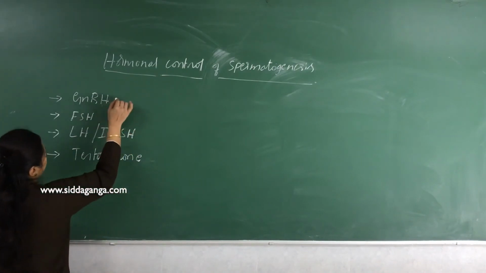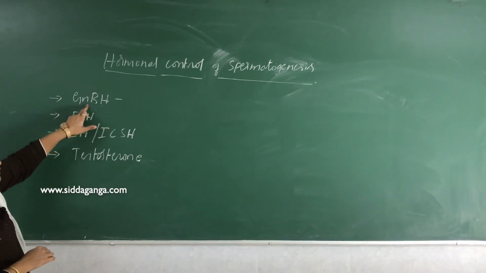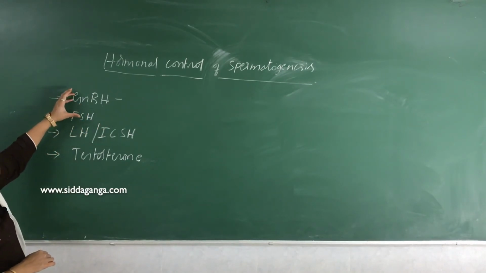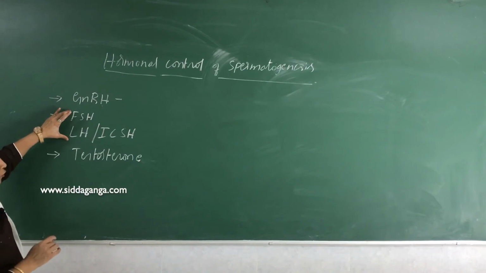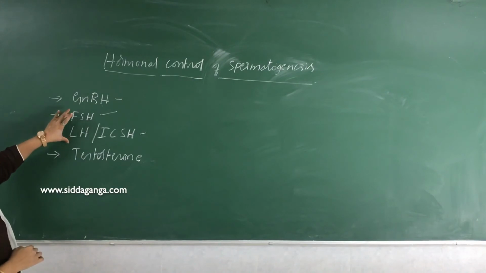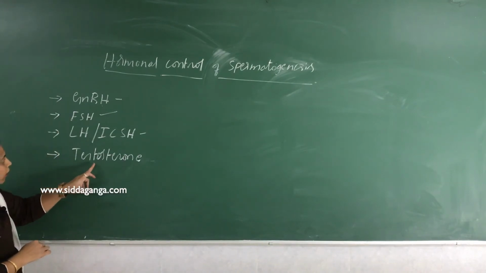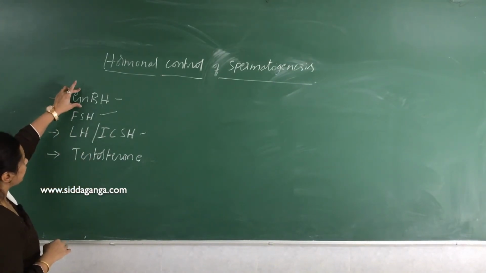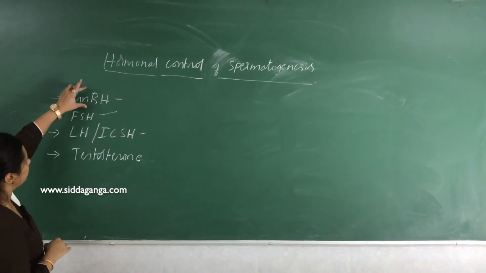Here, why is it called gonadotropin releasing hormone? This hormone is responsible for the release of gonadotropins. So which hormones are called gonadotropins? FSH and LH are called gonadotropins. Why are these called gonadotropins? Because their target organs are the gonads, testis and the ovary. So that's why FSH and LH are called gonadotropins. This gonadotropin releasing hormone is responsible for the release of gonadotropins, so that's why it's called gonadotropin releasing hormone.